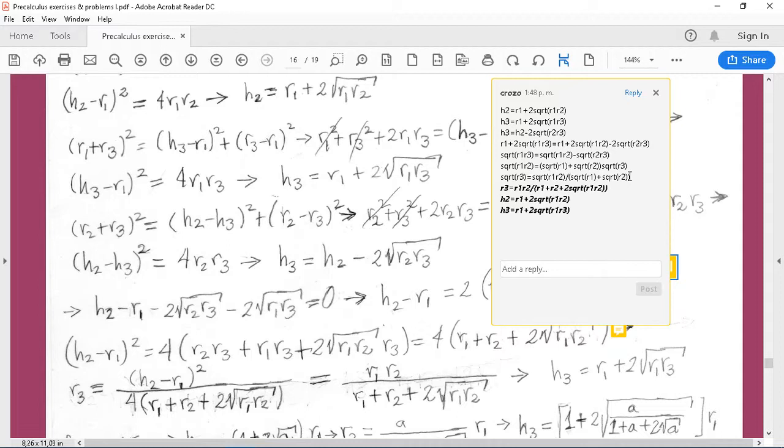And we have then that H2 equals, as we already had before, R1 plus 2 times the square root of R1R2, and that H3 equals R1 plus 2 times the square root of R1R3. Okay, so those are the solutions to this problem.